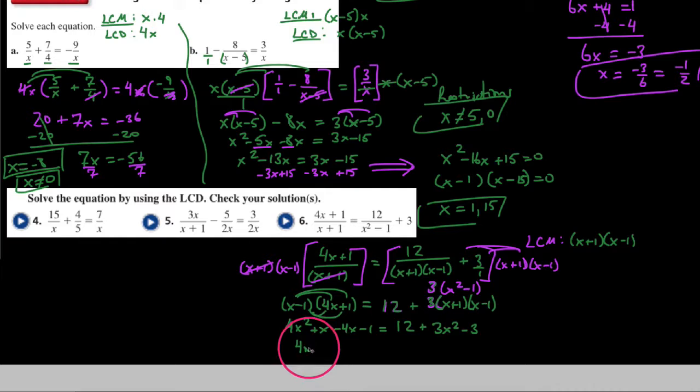That includes over here on the left side, positive 1x and negative 4x, you get a negative 3x. This is a squared x here. Minus 1 on the right side, it looks like we have just 3x squared. And if we combine our 12 and our negative 3, we get a plus 9.